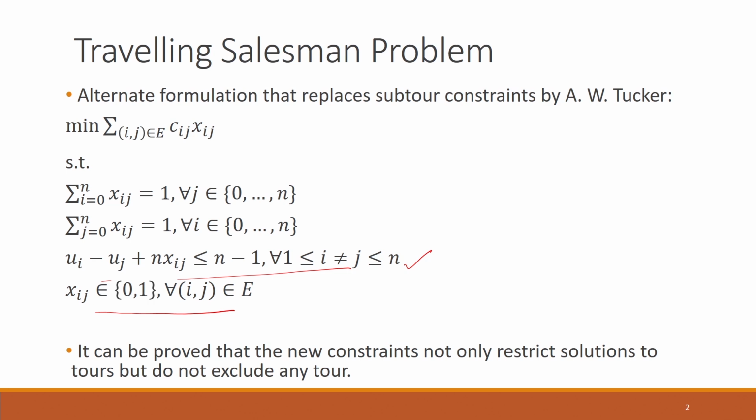So, what we need to argue is that with this new set of constraints, we are not only restricting the solutions to the tours, but we are not excluding any tours. What we want is that in the traveling salesman problem, the feasible region should consist of all the tours that can exist. It should not exclude any tour, but then we should not be having anything other than the tours. So, the feasible set or the feasible region that is formed by these constraints should exactly be equal to the set of all the tours that are possible for that given graph. So, we will be proving that now.